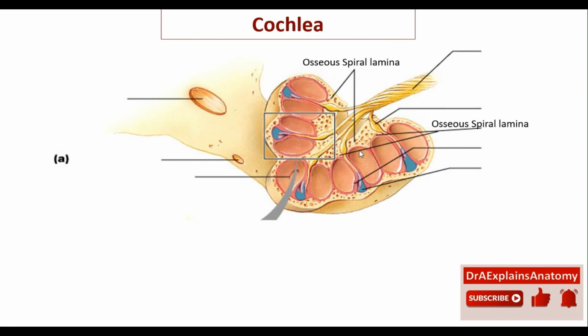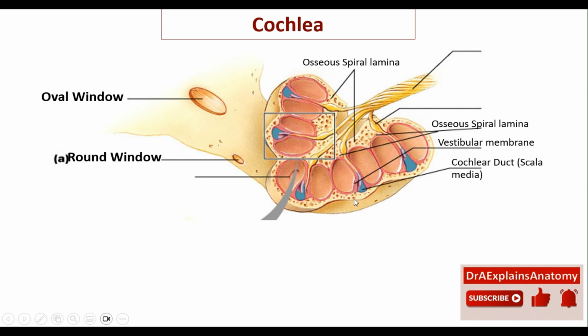Moving to the cochlea, this is a cross-section in the cochlea. First, right here, we can see the oval window. This right here is the round window. In the cochlea, first we have the vestibular membrane right here. This is the cochlear duct, the scala media. So you can see the cochlear duct, scala media. This is the cochlear branch of the vestibulocochlear nerve. That's the spiral ganglion.